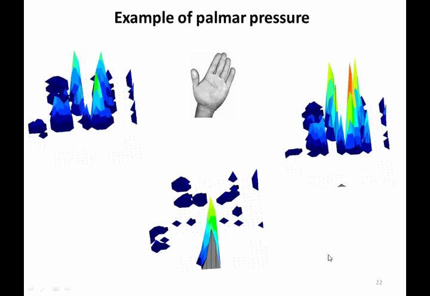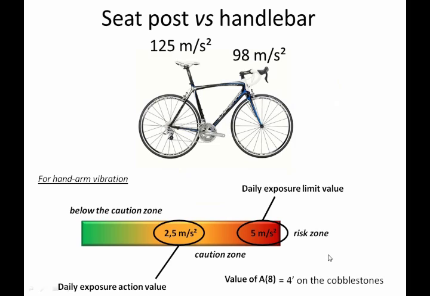This is in line with the practical observation. After the Paris-Roubaix, a lot of cyclists have injuries on the hands, especially on the fingers. Our result also confirms the very high level of solicitation of cyclists in such conditions, with 125 meters per second squared for the saddle and 98 meters per second squared for the handlebar. In such conditions, the maximal time authorized in the workplace is only 4 minutes.